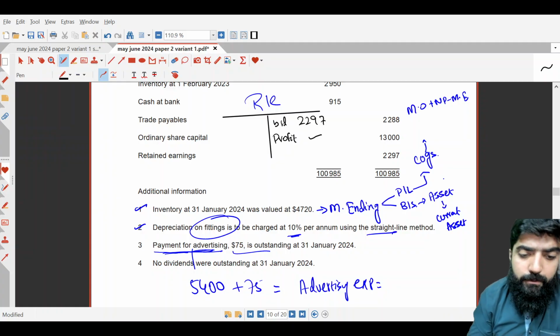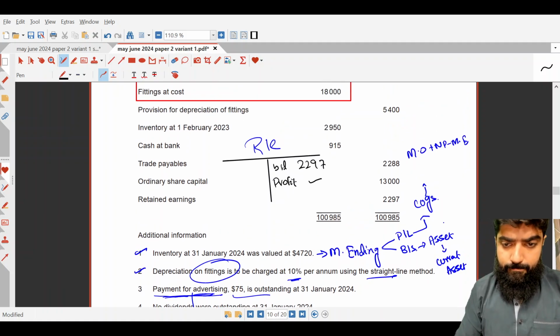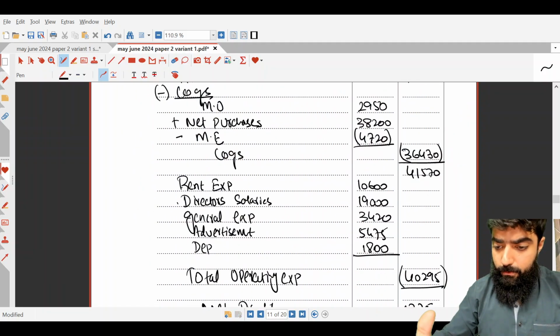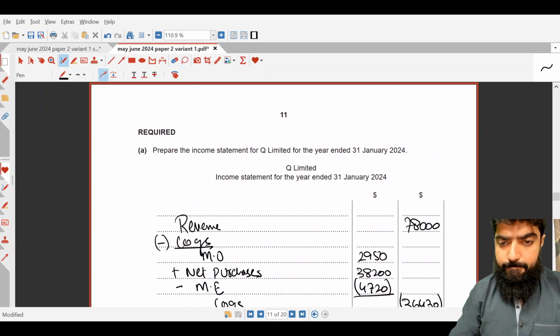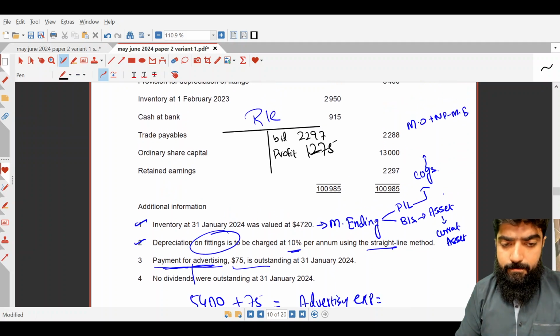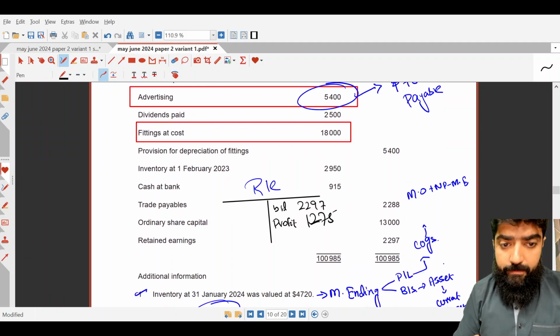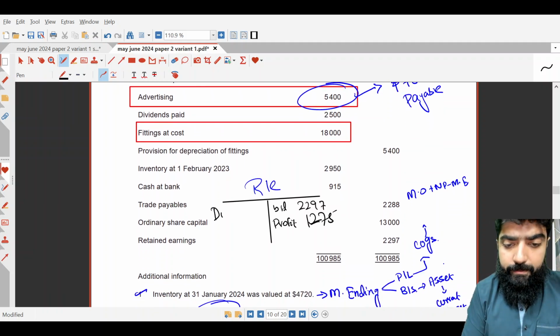1275 will be transferred to the retained earnings, yes. So what about the dividend paid? Where would we include the dividend paid? Would it be on the credit side? The dividend will be on the debit side, by the way.